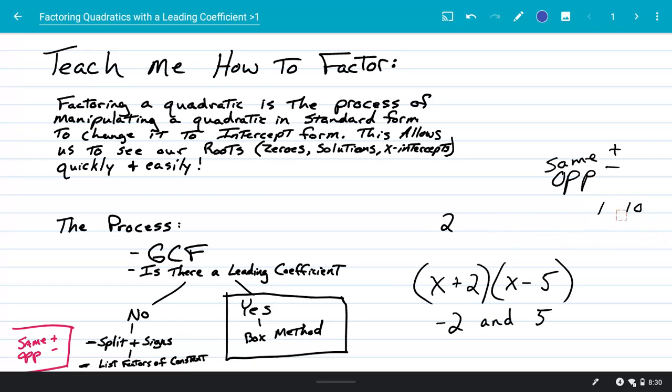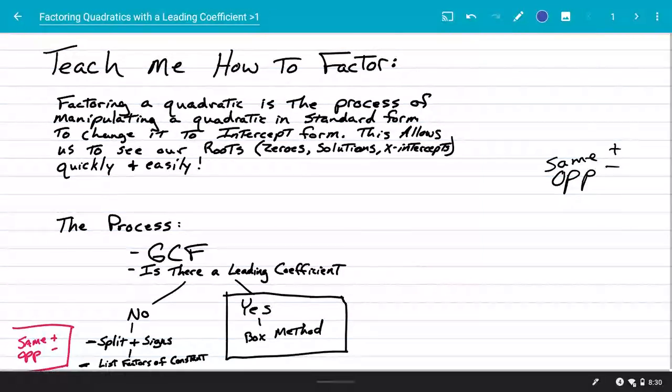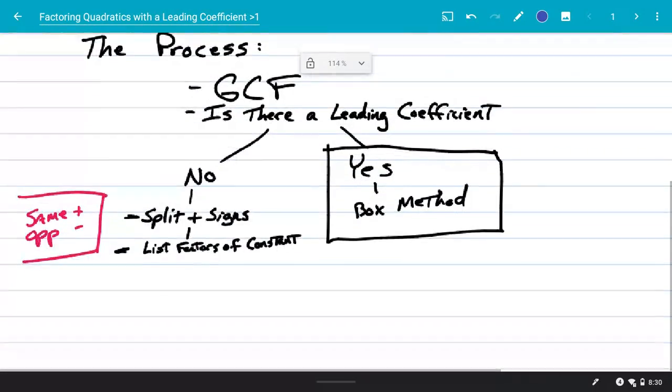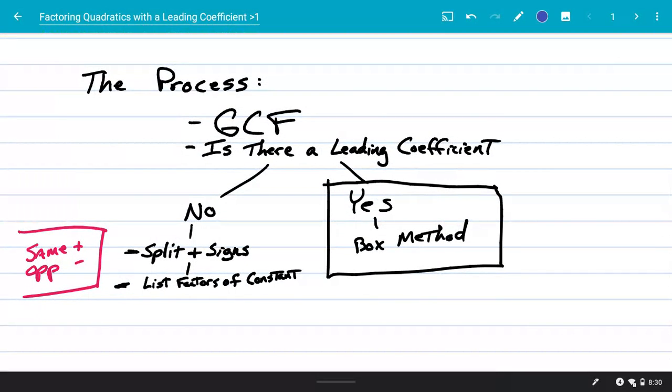In the last week, we learned the process for how to factor, okay? And here it is, right here on the screen in front of you. The process, we're going to ask ourselves some questions, and our answers to those questions dictate what we do. First and foremost, we always ask for a GCF. What is GCF? Greatest common factor.